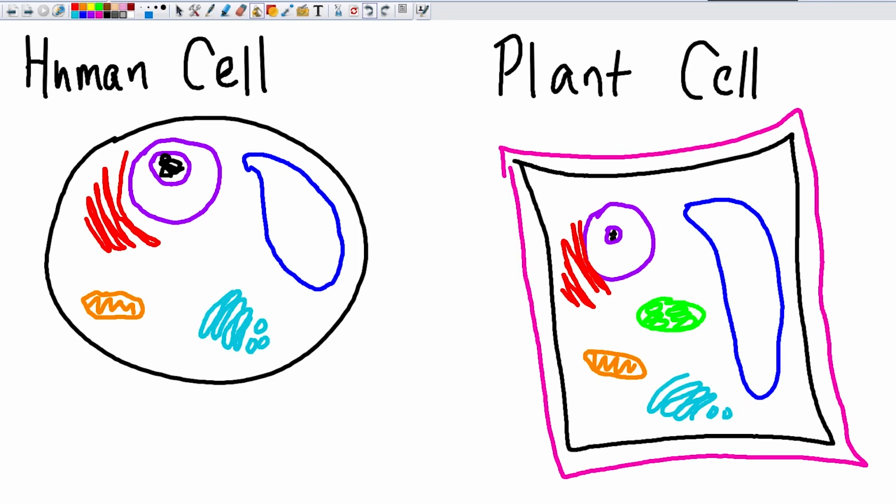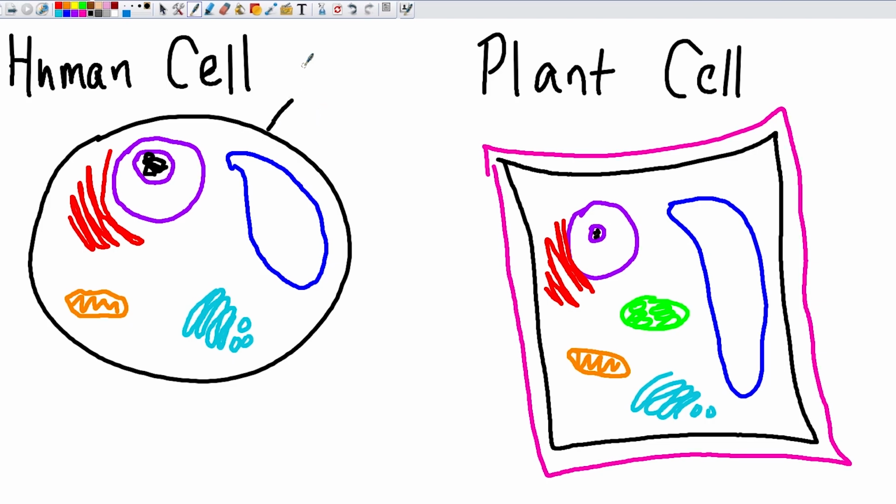Again, there's some more, but this is really all I care about you knowing at this point. Human cell. This stuff right here in black, this line right here, this is the outside. This is the cell membrane. It's still kind of an organelle. It's like talking about your skin if you're a human. So the cell membrane is going to do what the skin would do.